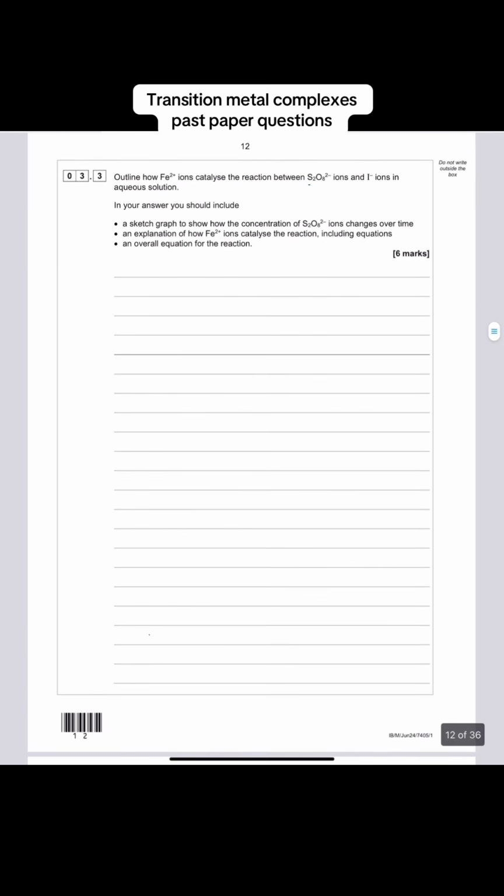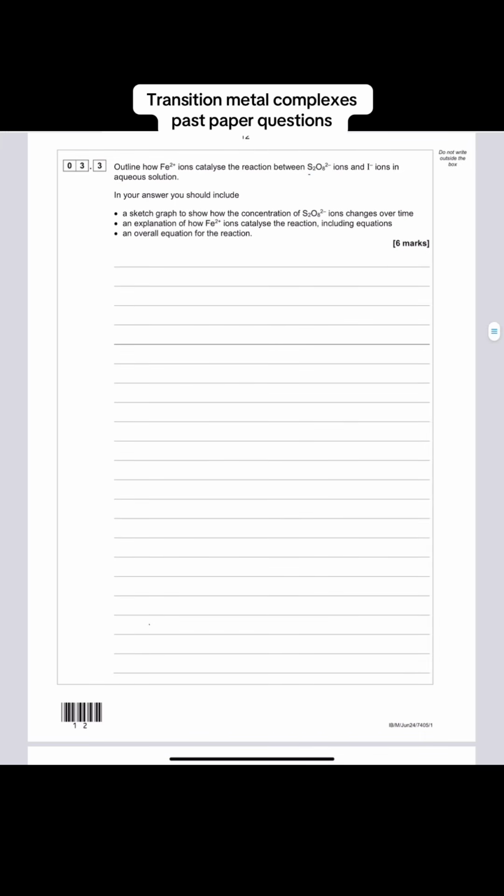The following question was a 6-mark question, and it was about the use of the transition metal iron as a catalyst in the reaction between peroxodisulfate and iodide to make sulfate ion and iodine. And in this question, they ask you to include a sketch graph to show how the concentration of the peroxodisulfate ion changes over time, an explanation of how the iron 2 plus ions catalyze the reaction, including equations, and finally the overall equation for the reaction. So there are 3 stages here, and we need to include all of them to get the 6 marks.